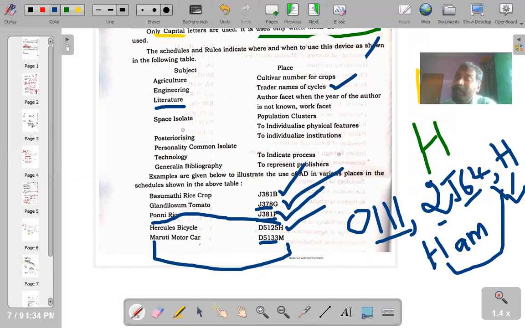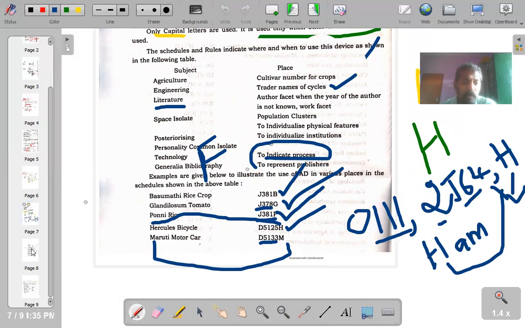And we are using it in space isolates. Bangalore city, Sloan city, Madras city, Trichy city. When you want to give a name for the city, you can put the first letter, like T or G, C, something like that. Then in main class F, technology, when you want to mention various processes, various methods used for producing commodities, you can make use of these alphabets. In all these areas, you can make use of the so-called alphabetical device.